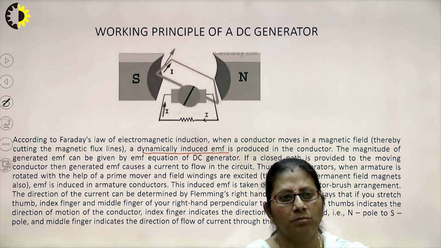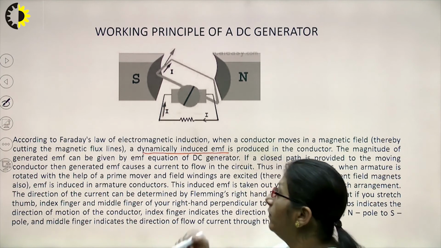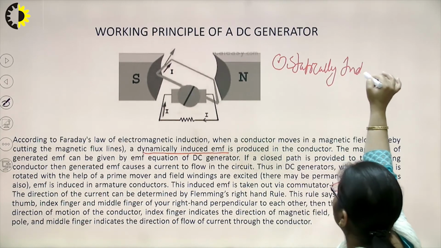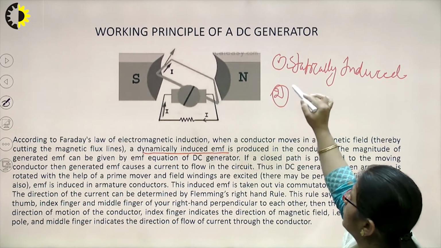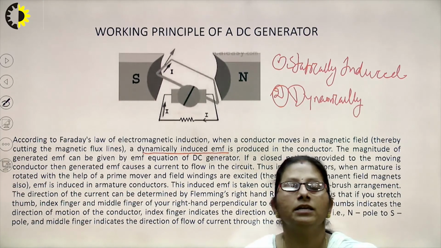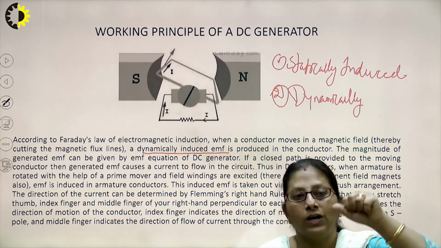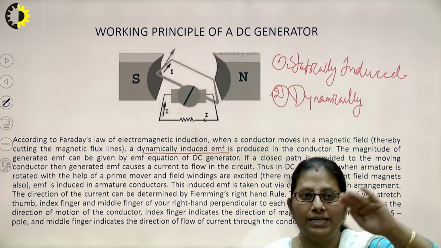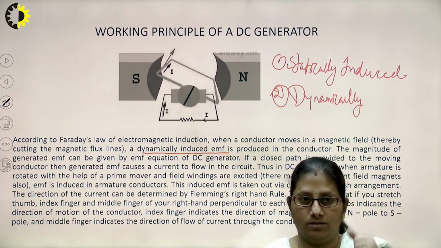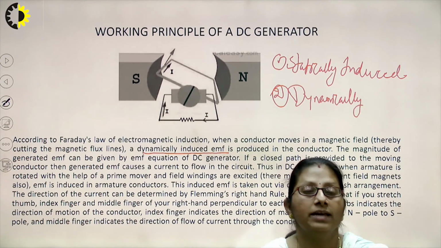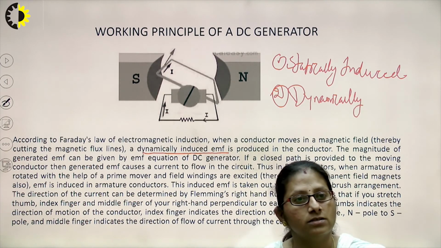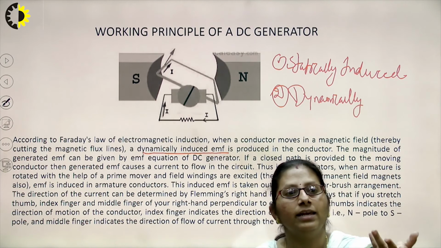Basically, we can have two kinds of induced EMF. The very first kind is statically induced EMF, and another one is dynamically induced EMF. As the name suggests, statically induced EMF is induced because, obviously, I need Faraday's law, I need a d phi by dt, then only the induced EMF would be there. But in this case, I don't have any rotating part. Where do I have this statically induced EMF? The best example, which we saw in my previous lecture, is the transformer. We don't have any rotating part, it is a static device, but we are getting an induced EMF, right?